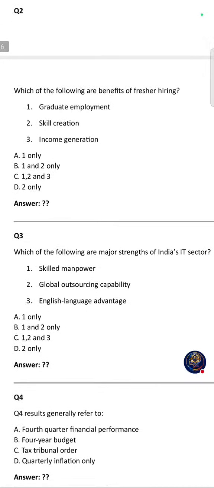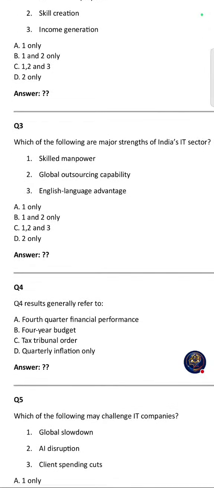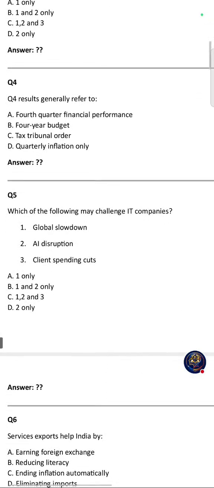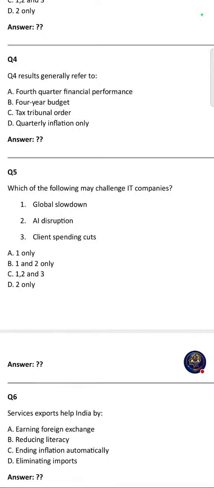Next, which of the following are benefits of fresher hiring? Graduate employment, skill creation, income generation. All three are correct. Which of the following are major strengths of India's IT sector? 1, skilled manpower, 2, global outsourcing capacity, 3, English language advantage. So all three are correct. Q4 results generally refer to fourth quarter financial performance.